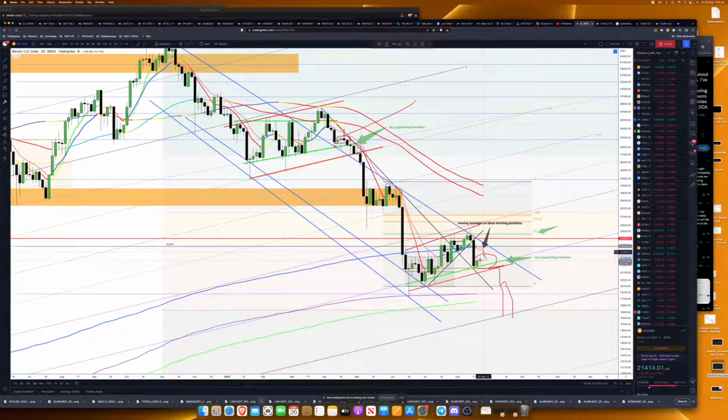Otherwise, just look for making that call, but that would be the ideal position to short. I don't know if we'll make it, but I'm just giving you the key points on this chart.